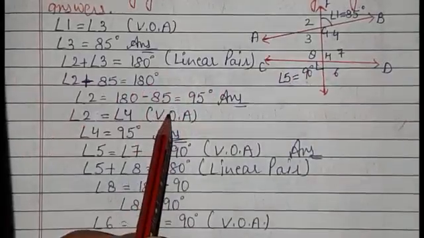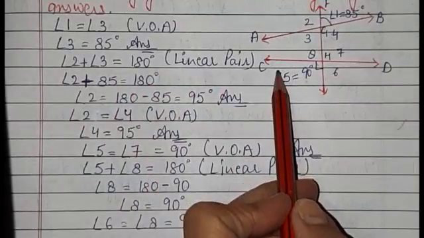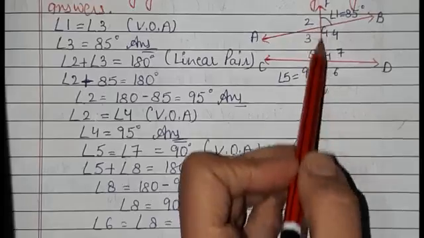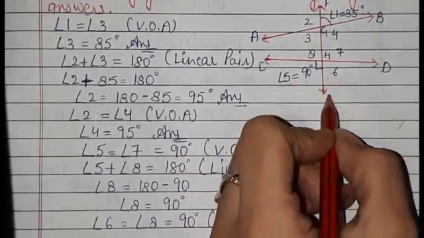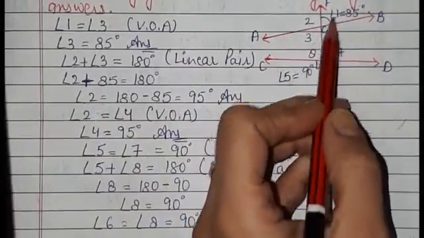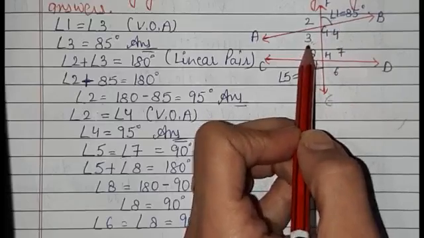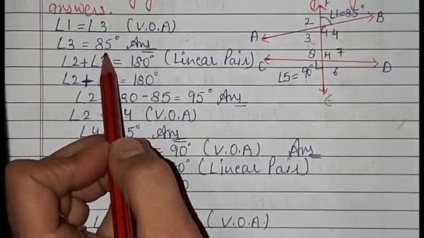So in that case, AB and CD are non-parallel sides, right? And EF is transversal. So angle 1 is equal to angle 3 because of vertically opposite angles. So angle 3 will also equal 85 degrees.